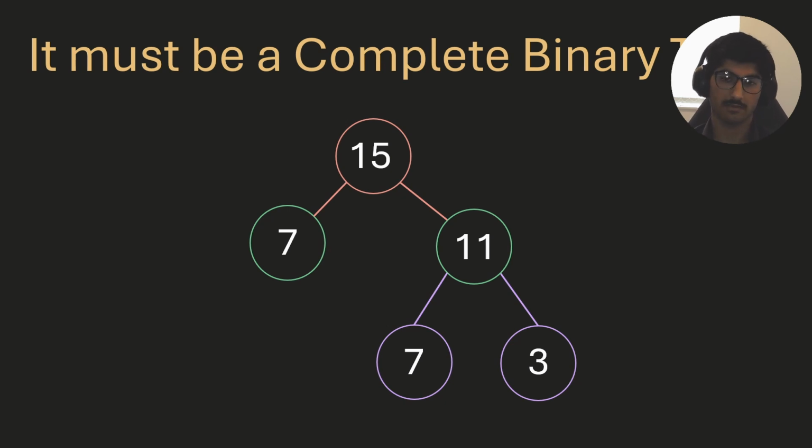So that's an important thing you have to keep in mind, because if you don't have a complete binary tree, a lot of the algorithms which you apply on the heaps will no longer work because they have this underlying assumption.